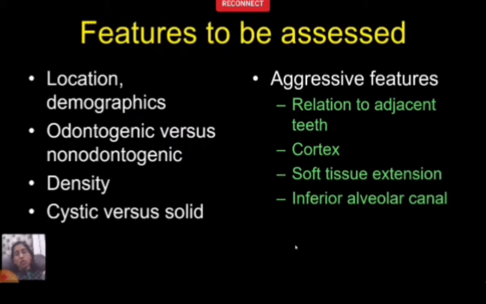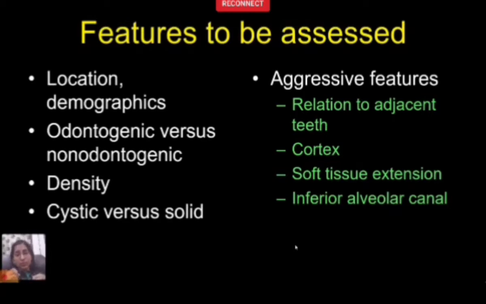So when you come across a jaw lesion, how do you start assessing the case? Before you start looking at the radiology of the lesion, look at the demographics. What is the age of the patient? What is the gender of the patient? These are features that help you narrow your differentials. Then start with the location of the lesion. Where in the jaw is the lesion located? Try and differentiate between an odontogenic versus a non-odontogenic lesion. Look at the density of the lesion, lucent, mixed, or radiodense. See if the lesion is cystic or solid.